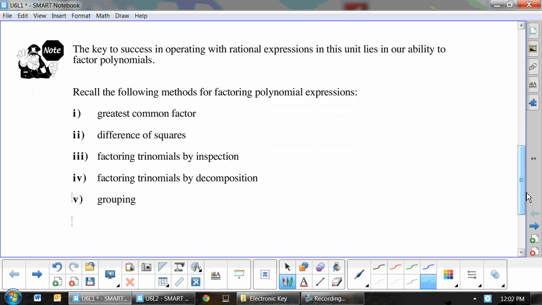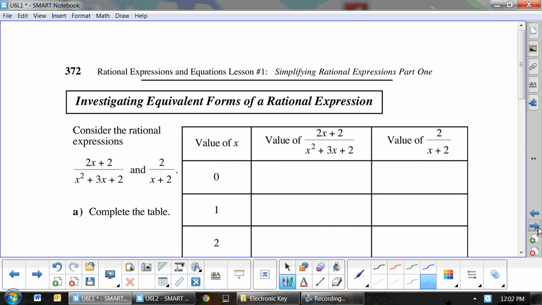And so when we're working with these, we have to remember a lot of the factoring we did, which is good because it's good review. So we have to remember things like GCFs and difference of squares and factoring by inspection and decomposition, which is just type 1 factoring and type 2 factoring, and grouping. So pretty much everything we learned in factoring, we're going to be using in this unit as well. Yeah, a lot of it we used in the last unit as well though, right? When we were solving for x and stuff like that.